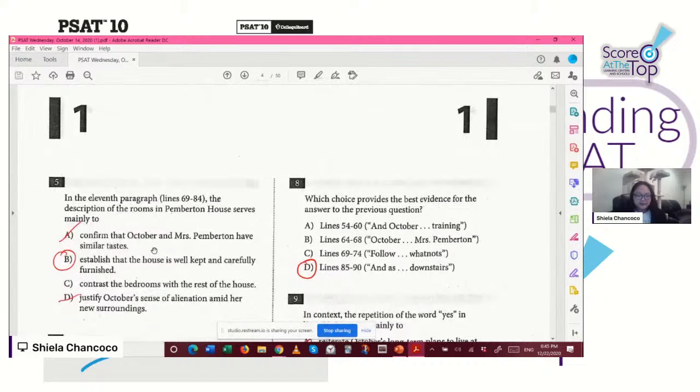So let's go to our choices. Confirm that October and Mrs. Pemberton have similar taste. Okay, nothing in the passage said that October had anything to do with the house, right? She was trying to join the house, so that one's really out of context. And B, established that the house is well kept and carefully furnished. Okay, so we know that it's carefully furnished. There's tons of fancy mahoganies and everything. They're noting that, right?